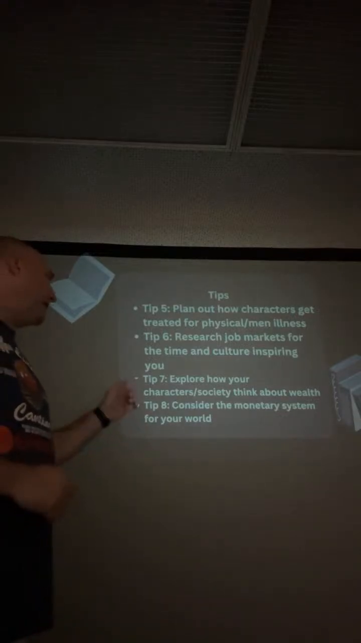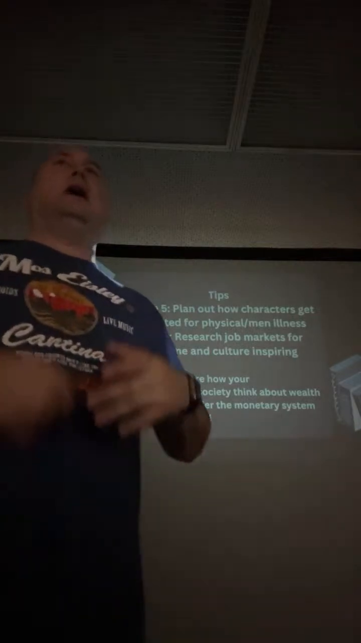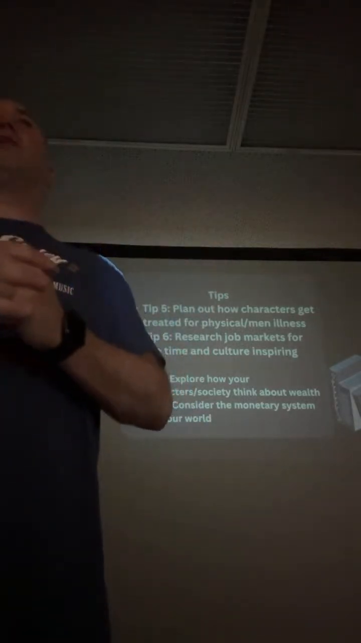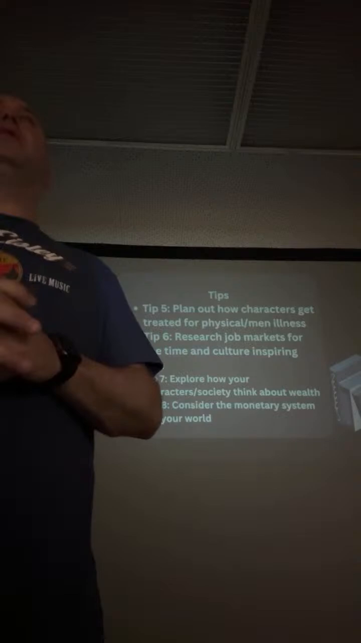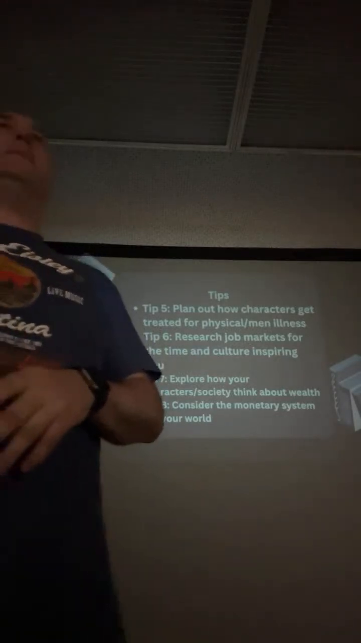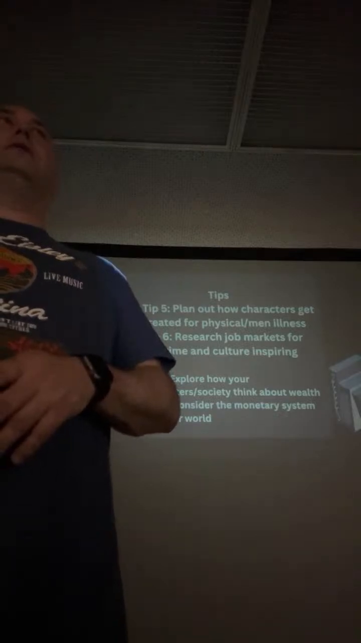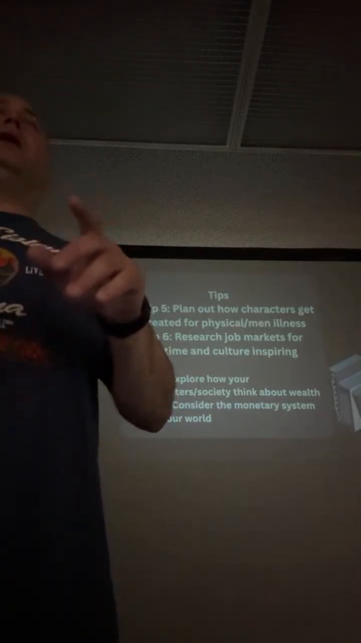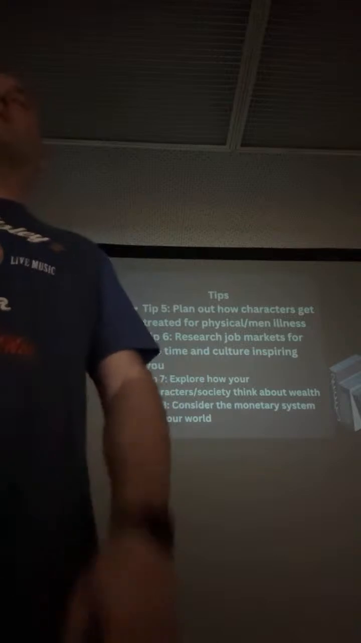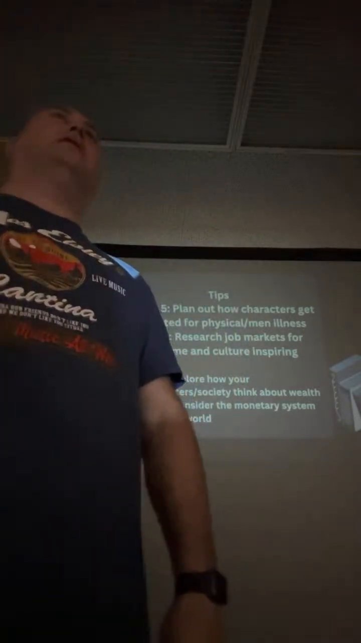Then tip 8, consider the monetary system for your world. Harry Potter has a great monetary system, though you don't really understand the exchange rate, other than you have 1 gold galleon, which is equal to, I think, 5 silver sickles. 1 silver sickle is equal to 10 copper knuts or bronze knuts. I can't remember the exact exchange rate, but you have that delineation of 1 to 5 to 10.